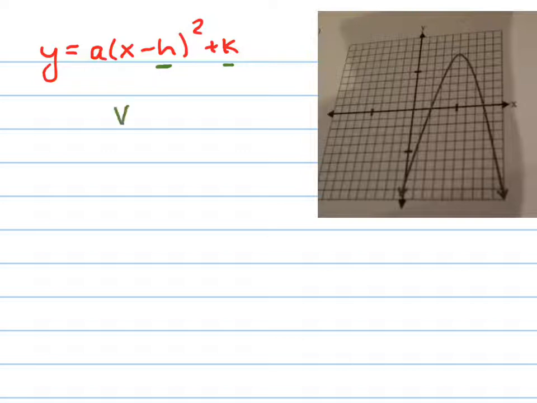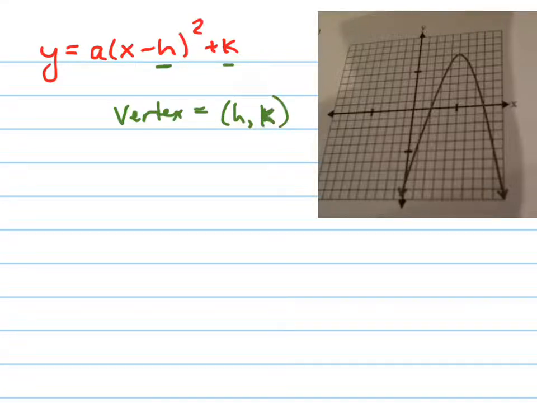Alright, let's do this problem. They want us to put the equation of this parabola in the form y equals a times (x minus h) squared plus k. Some people call that vertex form. In this form, the vertex is (h, k). Notice how there's a negative in front of that right there, okay?